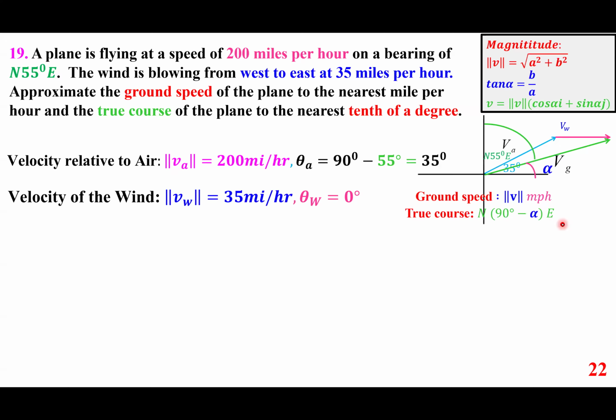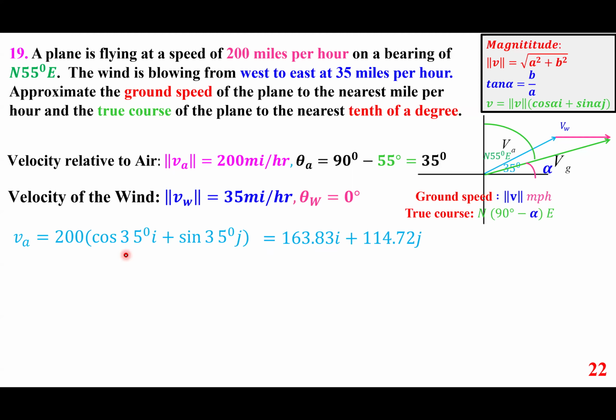All right, so we are going to add these two up. In order to add them up, we're going to write them component-wise using V is magnitude times cosine alpha i plus sine alpha j. We're going to write the first one: 200 cosine of 35 degrees i plus sine of 35 degrees j. You have to use a calculator because 35 degrees is not a common arc. And you get those answers.